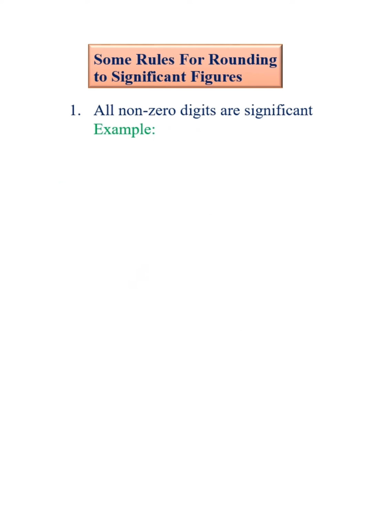Let's start with the first one. All non-zero digits are significant. Example, if you're told to round 5532 to two significant figures, let's take a look at the number. These are non-zero digits, 5, 5, 3, 2. It means they are all significant because they are non-zero digits. 5 is the first significant figure there. This 5 here is the second, this is the third, and this is the fourth significant figure here. So these digits are 4 significant figures because they are non-zeros.